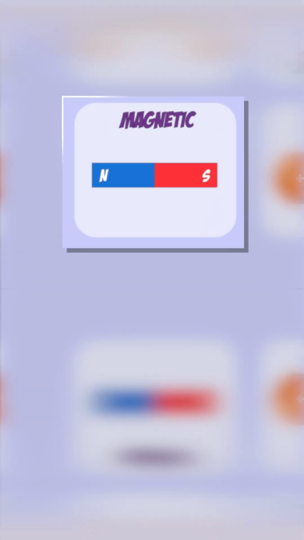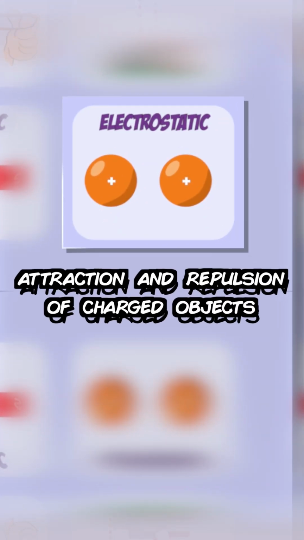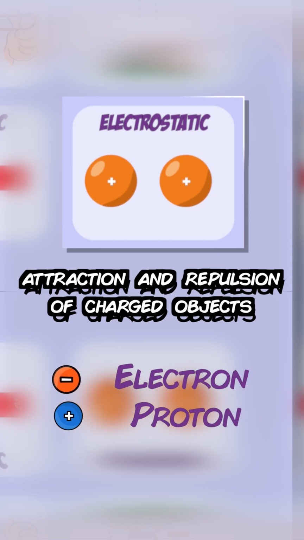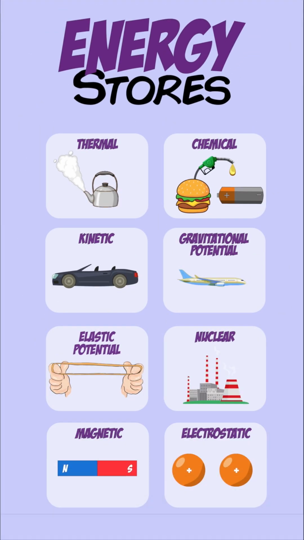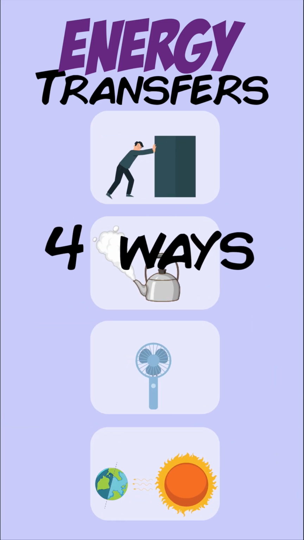Magnetic energy stores, which are due to the attraction or repulsion between magnets. And finally, electrostatic energy stores. These are due to the attraction or repulsion between charged particles, things such as electrons and protons. Now, energy always exists in one of these 8 stores, but it doesn't just stay there. Energy can be transferred between these stores in 4 different ways.